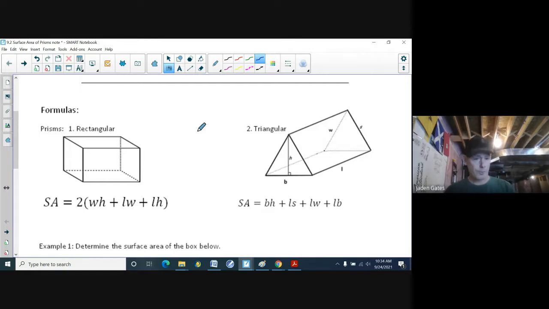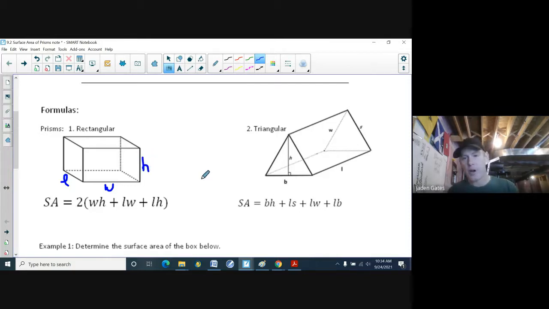All right, now, the surface area of a rectangular prism is 2 times, in brackets, so we're going to use some BEDMAS again, WH plus LW plus LH. And again, W is the width. This side here is the length, and always straight up from the bottom to the top, or the top to the bottom, is our height.